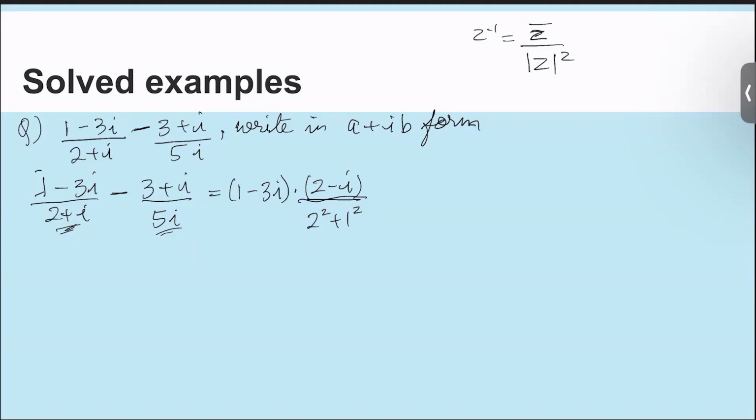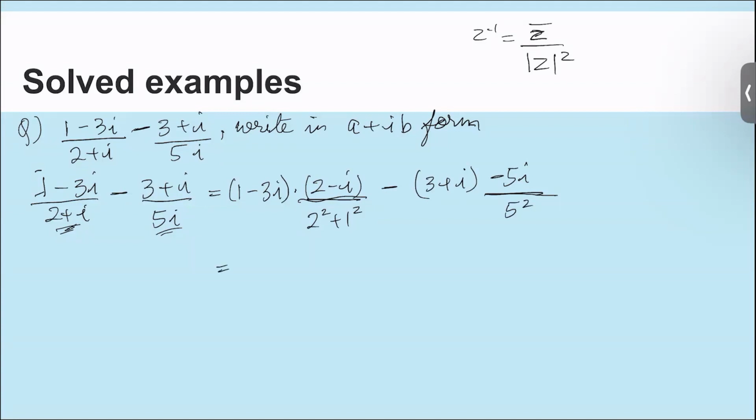Then you will have minus 3 plus i. And similarly with 5i, you can write the conjugate of it as minus 5i. And obviously, when you want to find the modulus of your denominator, you will get that as 5 squared. Okay. So then what you will get is 2 minus 6i minus i plus 3i squared divided by 5 over here.